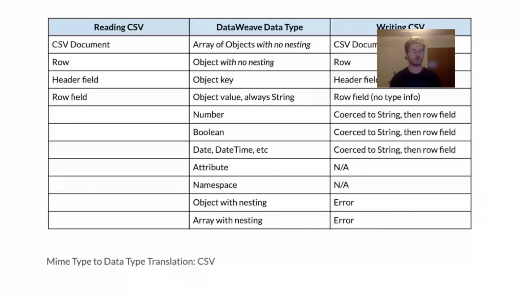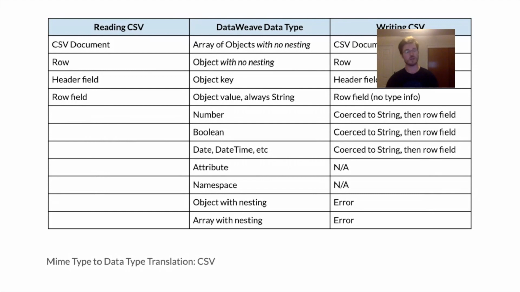So the concept of a row in a CSV translates to objects in DataWeave. And again, these objects have no nesting because a row is just a single row of fields. It's just like a one-dimensional thing. Or is it two? I guess it's two. But because of that, once you start nesting objects, you get into 3 dimensions and 4 dimensions and things like that. CSV has no way to support those things, and neither do any other flat file formats for the most part. So if you have an object with no nesting, as long as it's within an array, you can write this out as a row in a CSV.